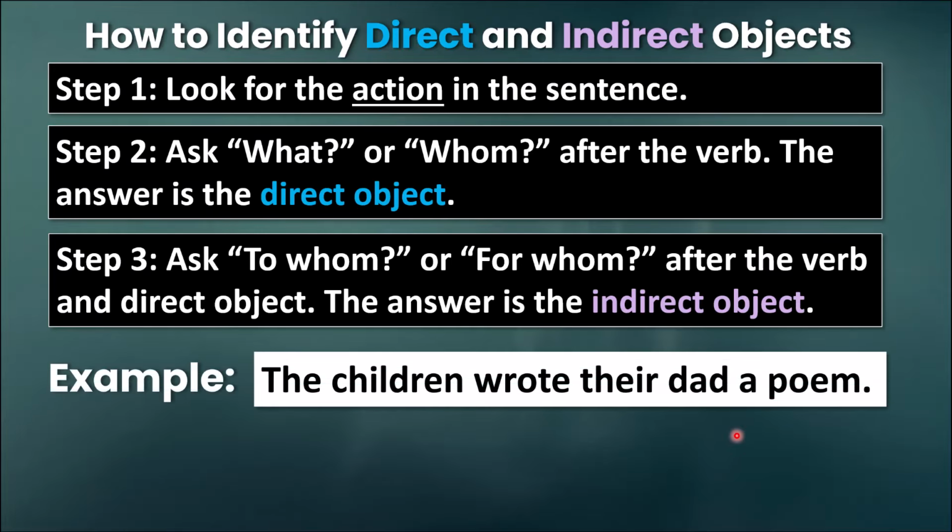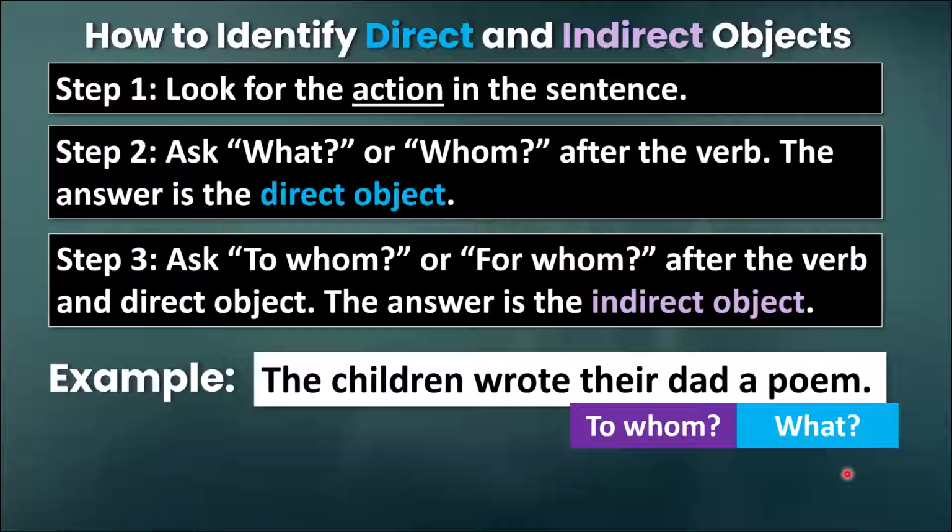So let's look at this example. The children wrote their dad a poem. What's the action in this sentence? Well, the action is wrote. So now let's ask what. What did the children write? Well, they wrote a poem. So we know a poem is a direct object. And to whom or for whom did they write the poem? Well, they wrote the poem for their dad. So their dad is the indirect object.